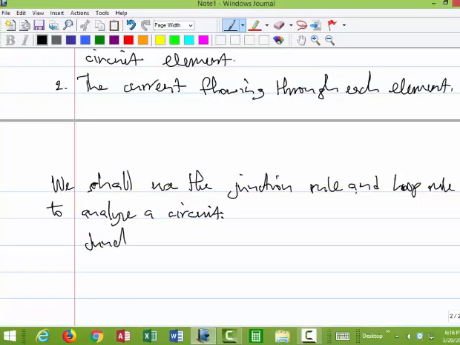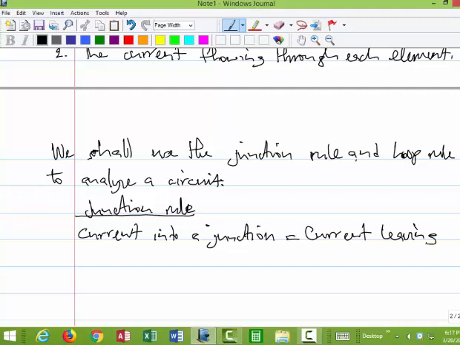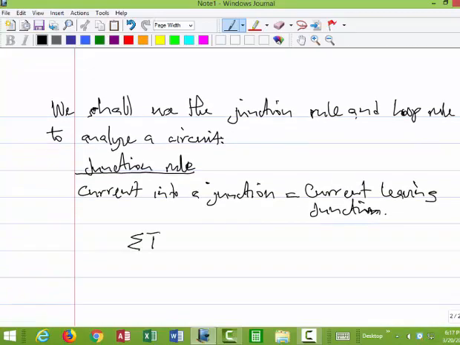So first of all, we have the junction rule, which tells us that the current flowing into a junction is equal to the current leaving the junction. Okay, so we can say that current into a junction is equal to current leaving the junction. Okay. So we wrote that last time as the sum of currents in is equal to the sum of currents out.